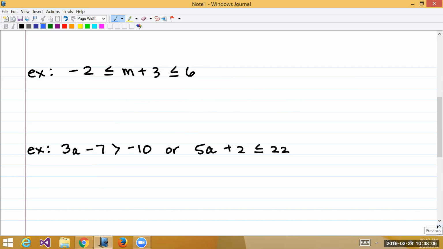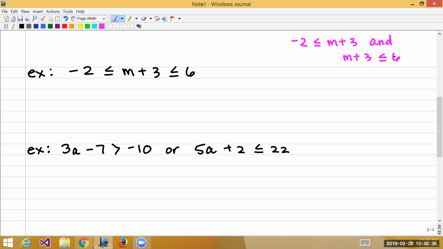Okay, this next example is what we call a compound inequality. Basically, we have more than one inequality, and when you have it written like this, it is basically an intersection. You can really look at this as two pieces. I can write that down on the side. It's basically saying -2 is less than or equal to m plus 3, and that's the intersection, m plus 3 is less than or equal to 6.